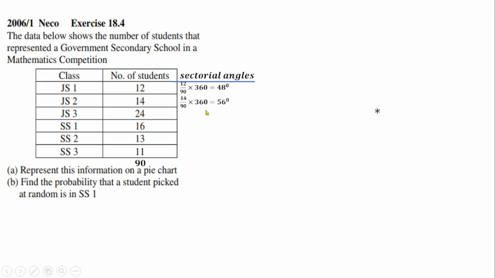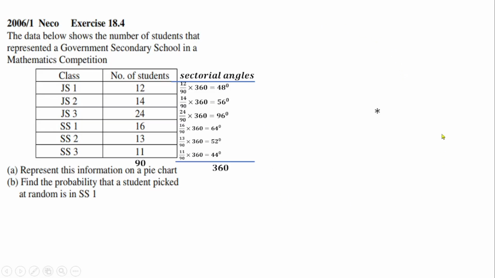The next one, you have 40 over 90 times 360, that gives us 160 degrees. I hope you got it right also. 24 over 90 times 360, that gives us 96 degrees. I hope you got that right. 16 over 90 times 360 equals 64. I hope you got that right also. Then 13 over 90 times 360, that gives 52 degrees. I want to believe you got that also right. The last one is 11 over 90 times 360, that gives us 44 degrees. I hope you got everything right. Add all these angles together and make sure that it gives you 360 degrees. So I want to believe that you did this actually right.